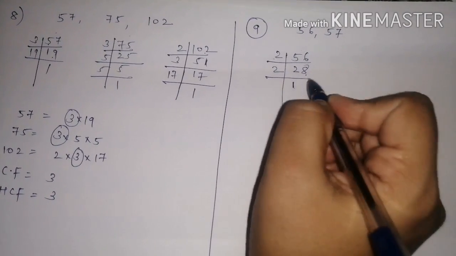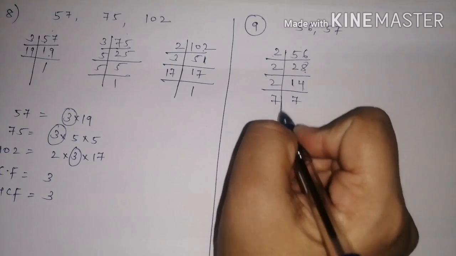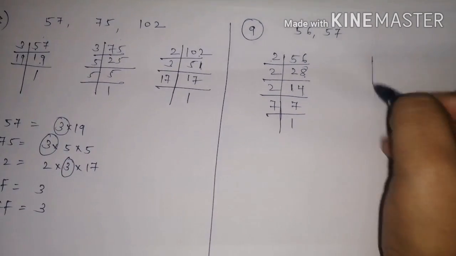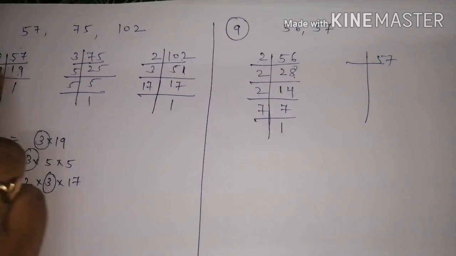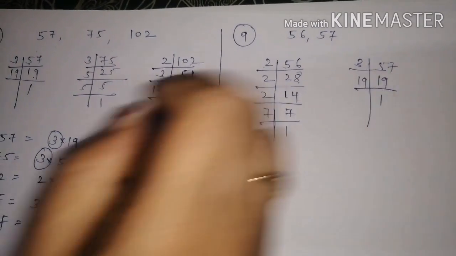2 1s are 2, 2 4s are 8. 14 comes in table of 2. 2 7s are 14, 7 1s are 7. Now 57 factors we already found out here. 3 19s are 57 and 19 ones are 19.